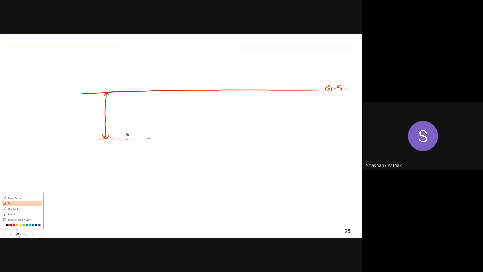So now let me help to calculate this. Okay, so suppose this is the ground surface, right? Your missile is penetrating till here. So this depth is how much? D. Capital D, right? Yes, sir. Capital D.